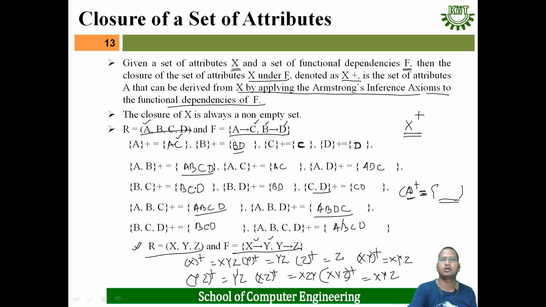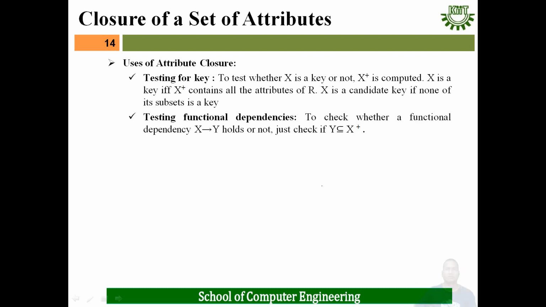This is all about closure of a set of attributes. Now we will see uses of closure of a set of attributes. The first one is testing for key. To test whether X is a key or not, X closure is computed, and X is a key if X closure contains all the attributes of R. X is a candidate key if none of its subsets is a key. We will see how to find out the key.